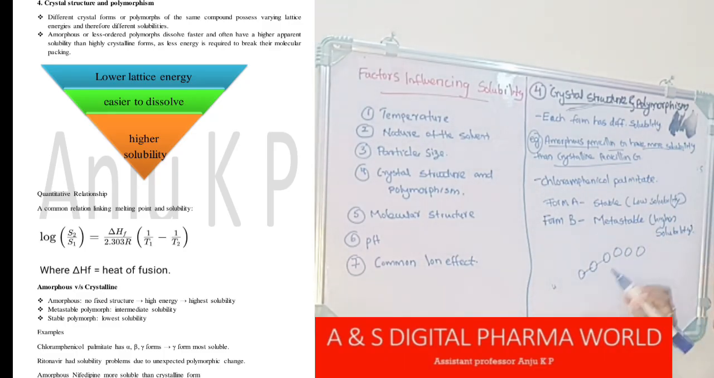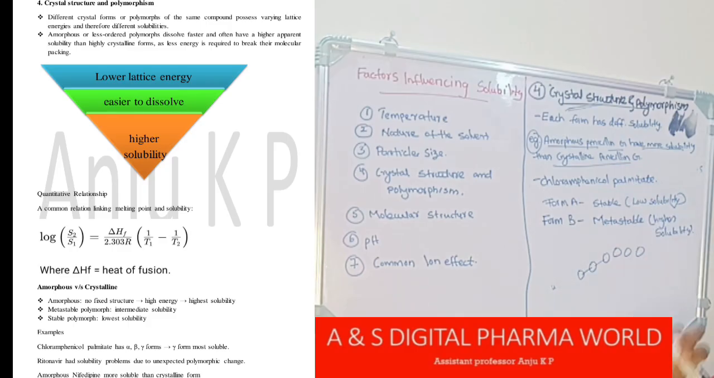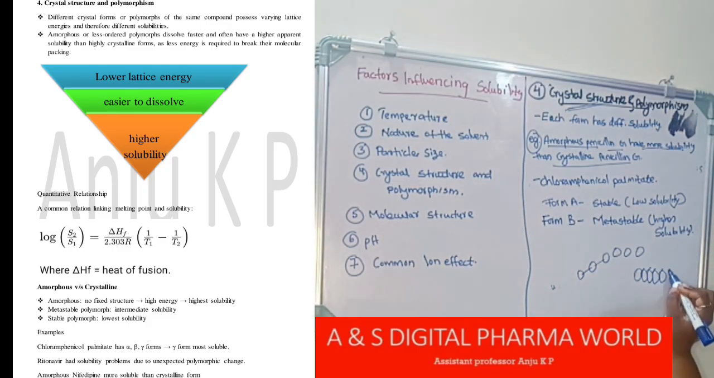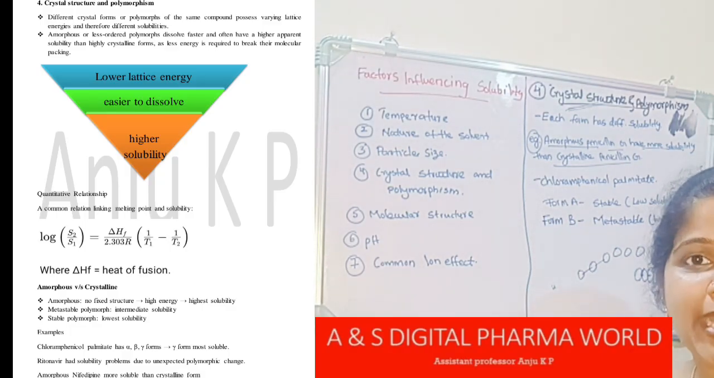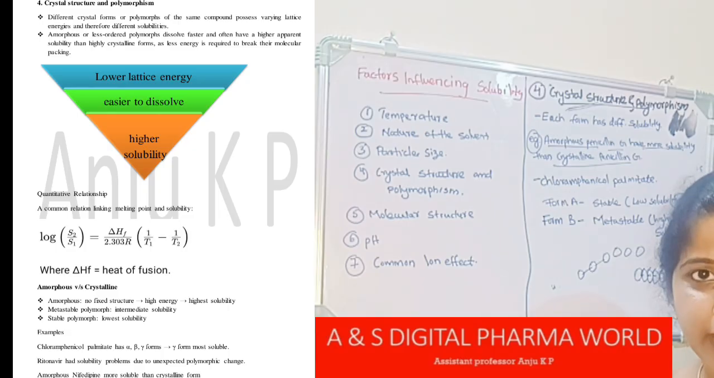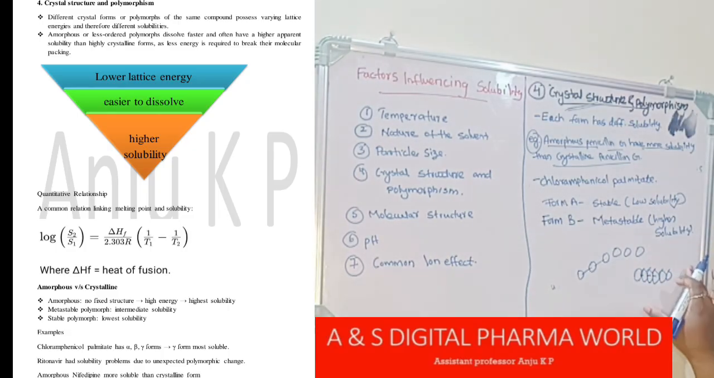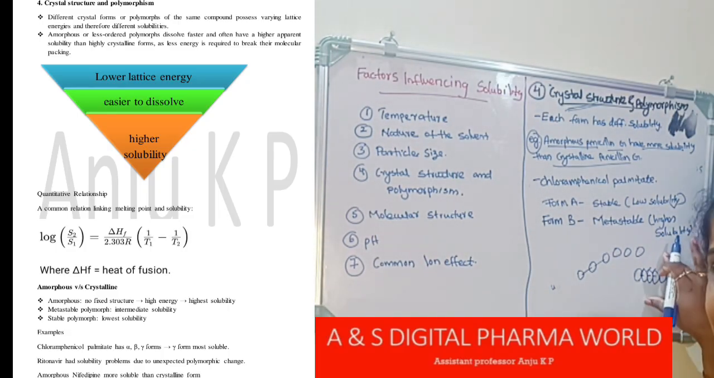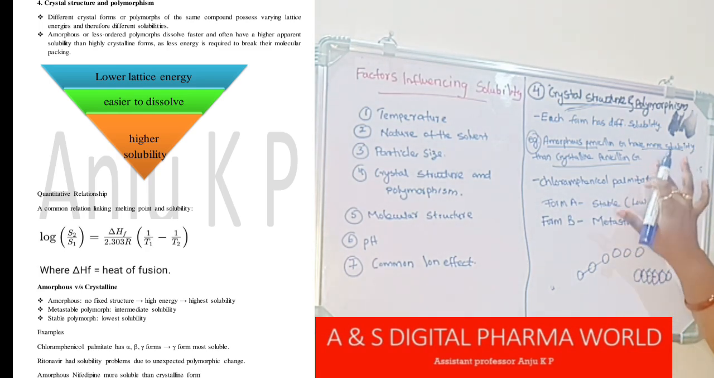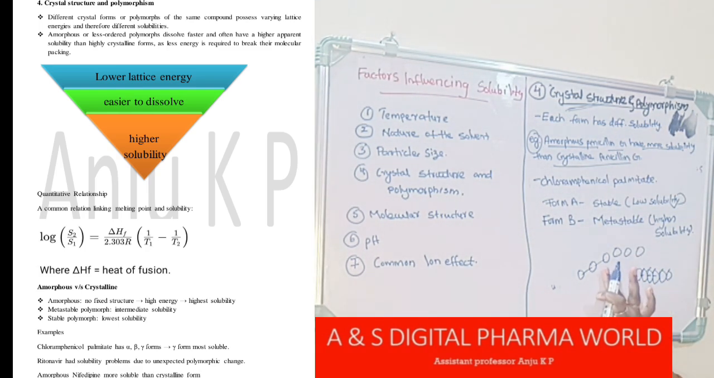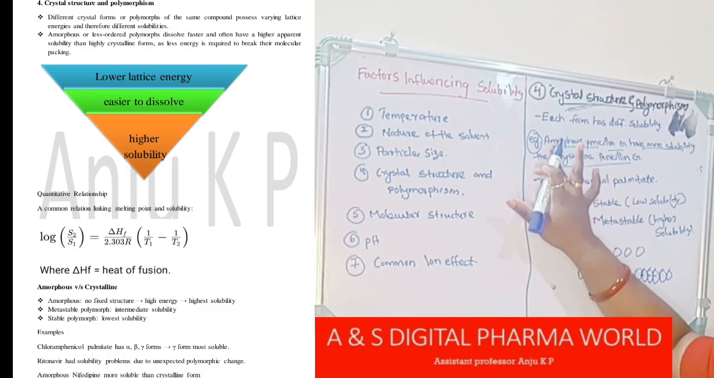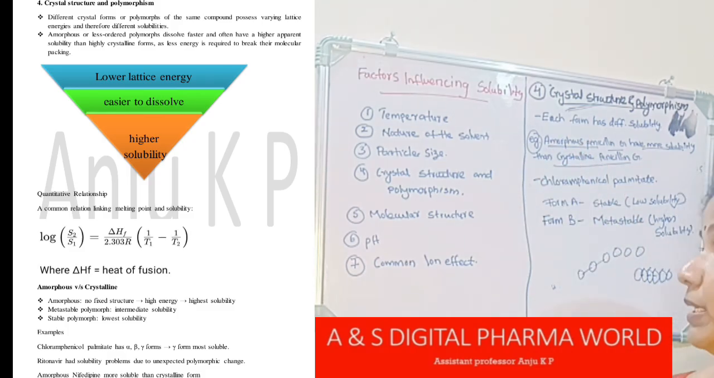because in crystalline forms, the molecules will be tightly packed. You can see here the molecules are tightly packed, so the energy required to break them is more, right? In that case, we get reduced solubility. So instead of the crystalline form, we can go for the amorphous form of the drug. You can give penicillin as an example.